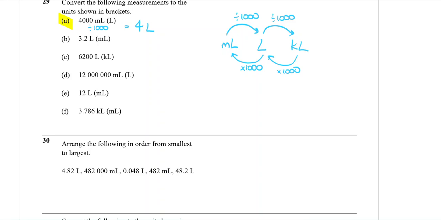Question 30, this is another arranging in order from smallest to largest. Just make sure they're all in the same type of unit first. So you only have milliliters and liters. I've got 3 liters ones though, so maybe change the 2 that are milliliters into liters so that you can put them into order.